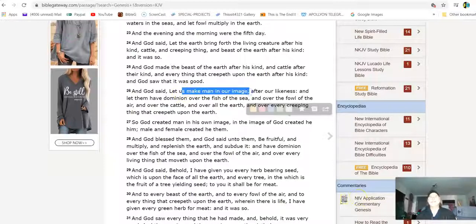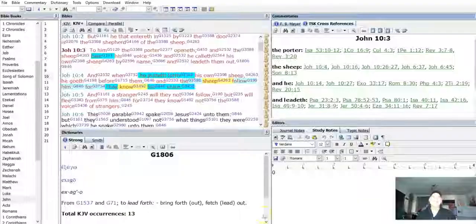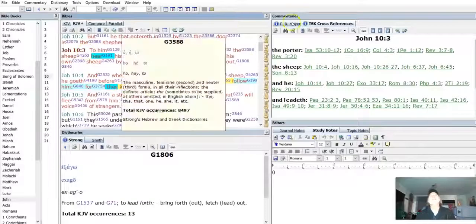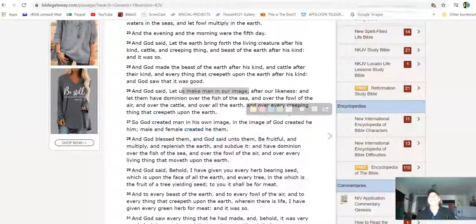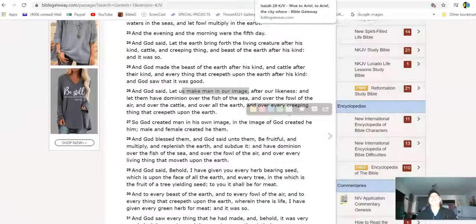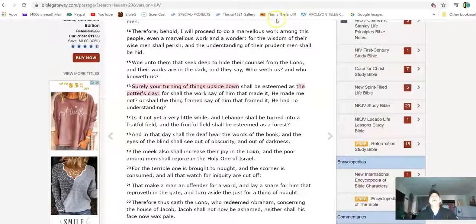Okay, now let's do this very quickly. Y'all are gonna freak out. Okay, here we go. Here's Esau. Ready? This is unbelievable. So let's go to this first scripture. Isaiah 29 says, surely your turning of things upside down shall be esteemed as the potter's clay.